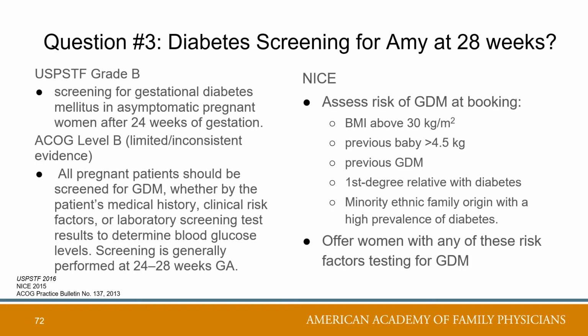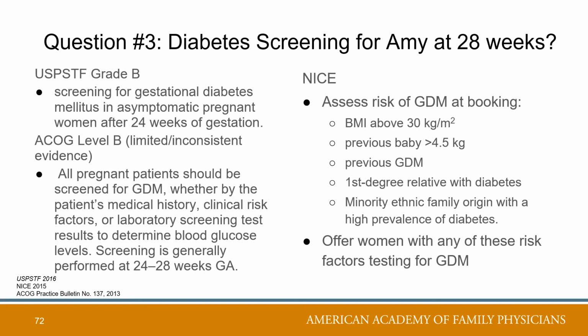Next, we're going to talk about diabetes screening. So basically, the USPSTF and ACOG guidelines are that patients should be screened for gestational diabetes. The USPSTF guidelines are that patients should be screened for gestational diabetes regardless of symptoms after 24 weeks of gestation. There is a beautiful UMass guideline that we have in the share drive that can help you think about screening for diabetes, as mentioned prior. The ACOG guidelines are that all pregnant women should be screened for gestational diabetes, whether by patient's medical history, clinical risk factors, or lab screening to determine blood glucose levels. We generally want to do that screening at the 24 to 28 week mark, and most people do use the 1 hour glucose testing as their initial screen.